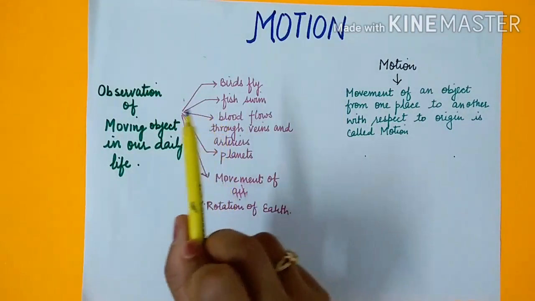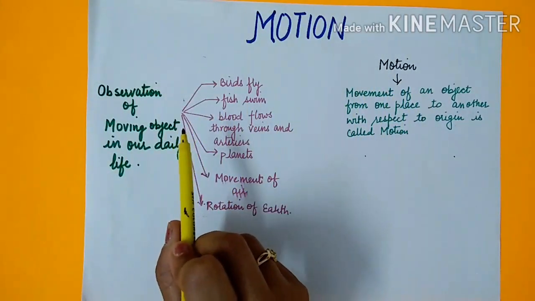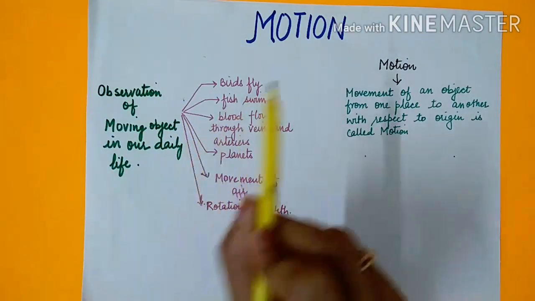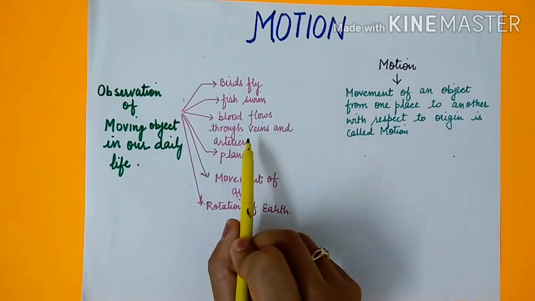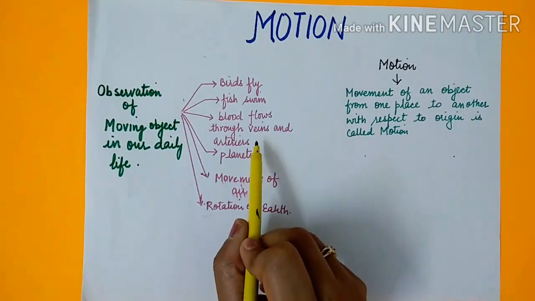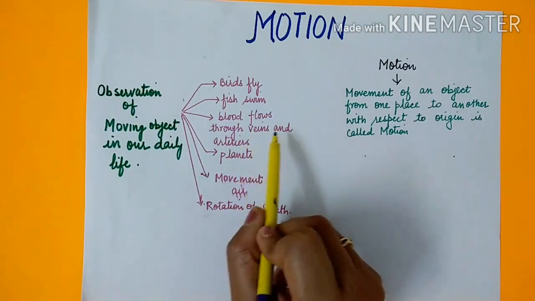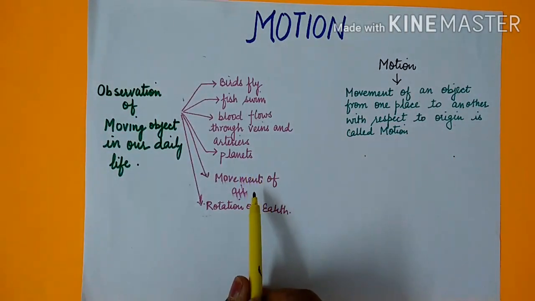Clear? So first, before starting the main topic, we should know some moving objects that we observe in our daily life, like birds fly, fish swim, blood flows through veins and arteries. Even when we are sitting idle, blood is moving in our veins and arteries. Planets are moving around the sun, and there is movement of air.